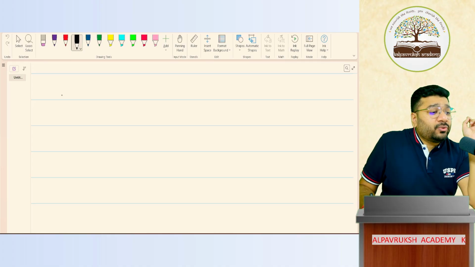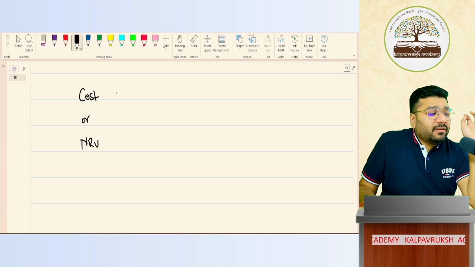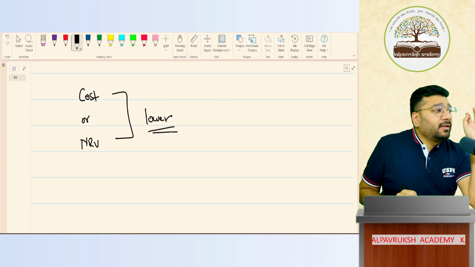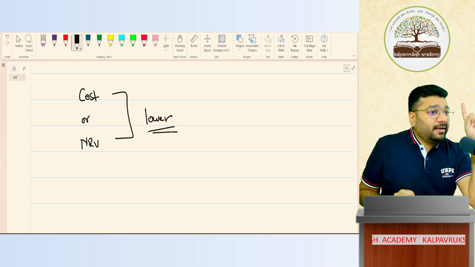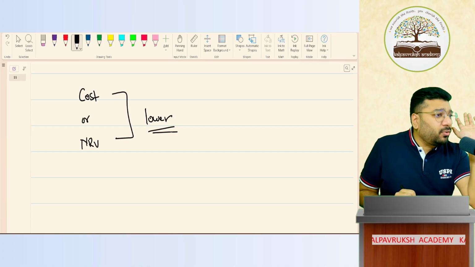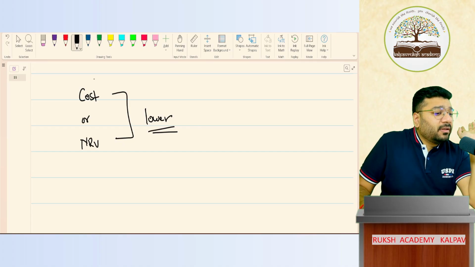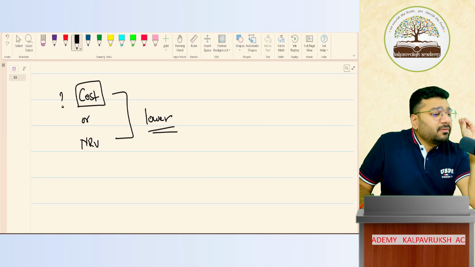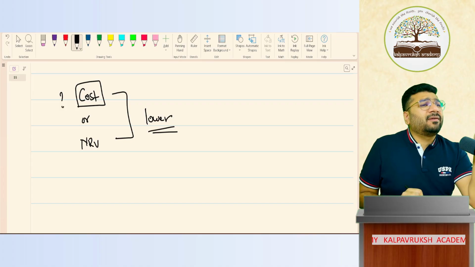Accounting Standard 2 says that inventory is valued at cost or NRV, whichever is lower. You cannot just record the cost directly. Inventory should be valued at cost or NRV, whichever is lower. Same statement I've told in 11th also and 12th. Now, Accounting Standard 2 is going to guide us: how do we calculate the cost?